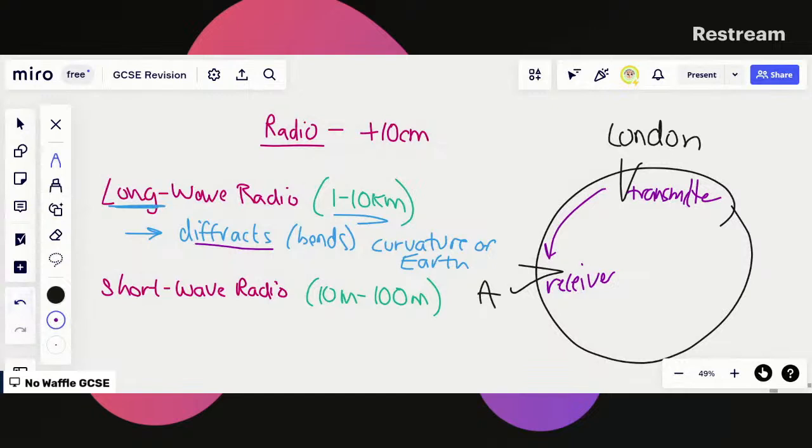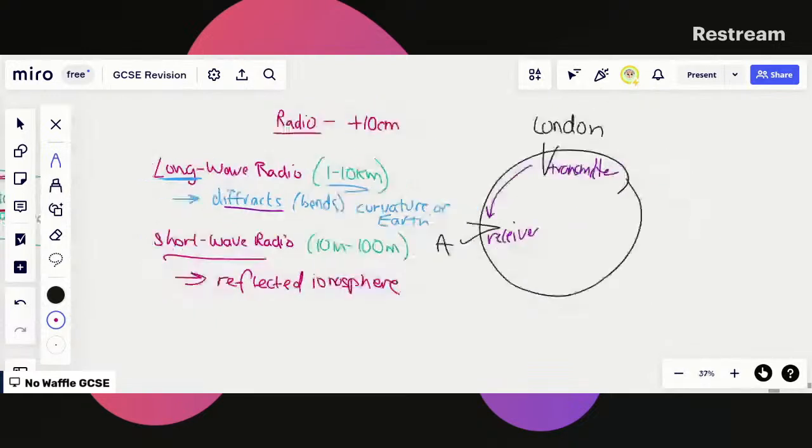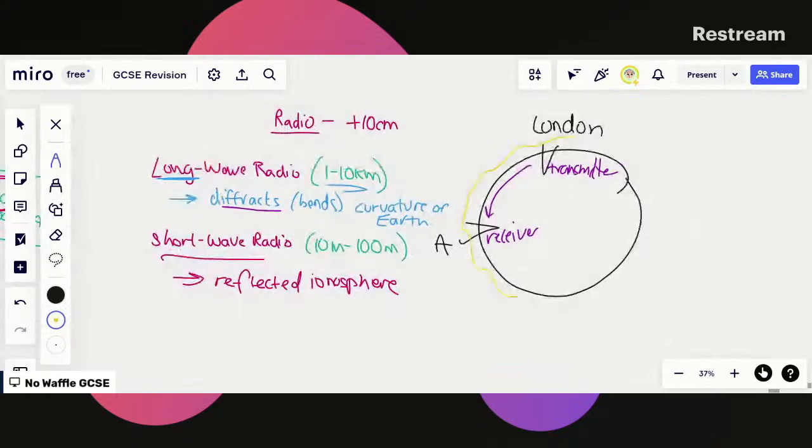Now, this is different for short wave radio signals. These are similar to long wave, and they can be received long distances from the transmitter, but they work differently. With short wave radio, the waves are actually reflected by the ionosphere. The ionosphere is this layer of charged particles around the Earth. And because of this layer, as the wave moves in a straight line, it is reflected back to Earth and it moves in sort of a zigzag shape. And that's how shortwave radio works.